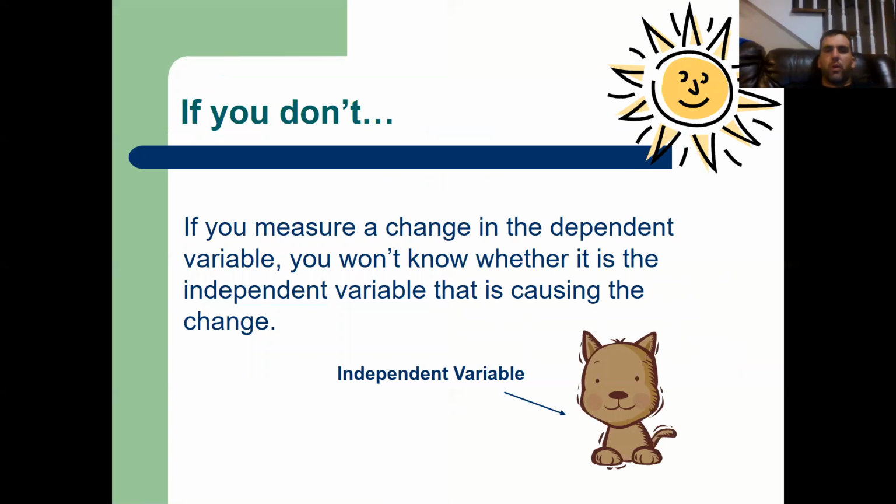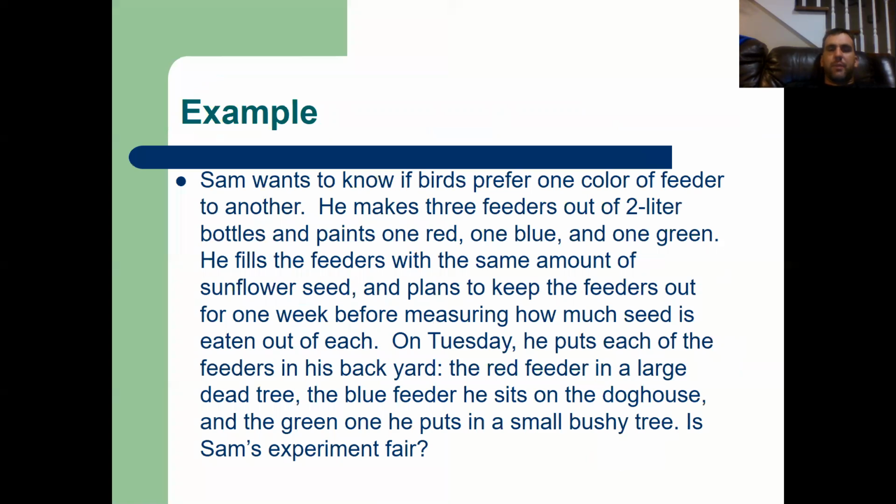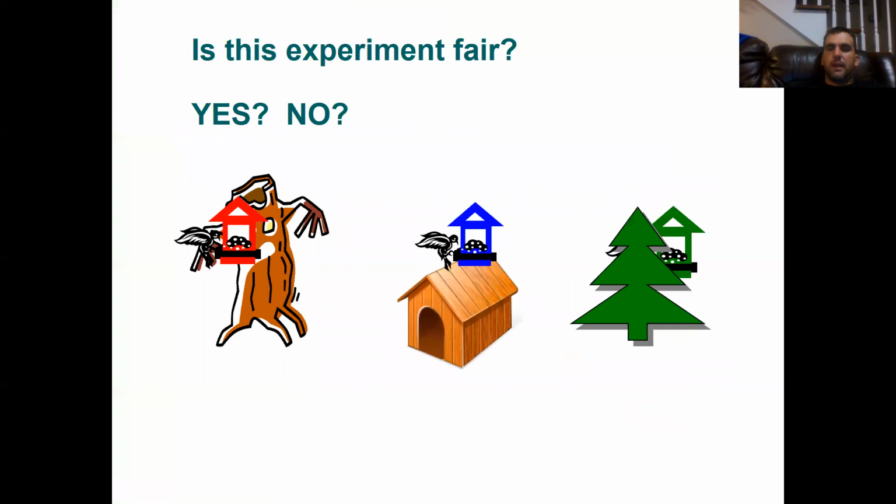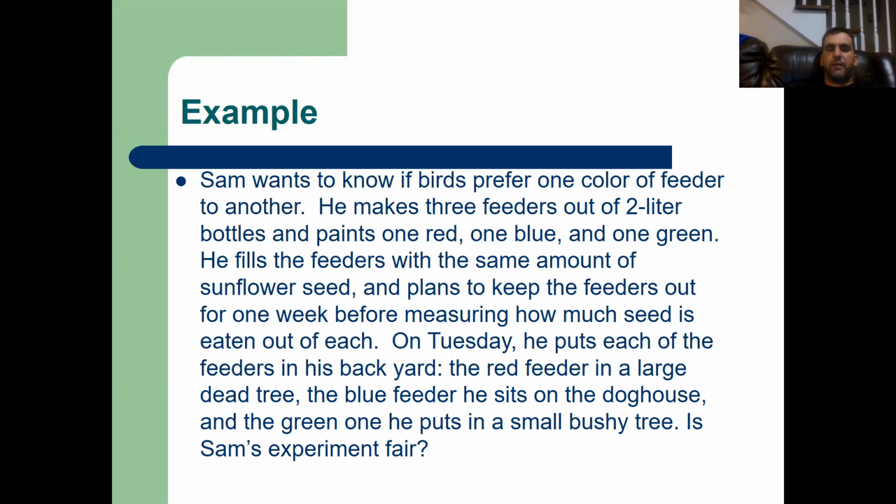Like I said, you won't know whether the independent variable is what's causing the change. Okay, an example here. Sam wants to know if birds prefer one color of feeder to another. He makes 3 feeders out of 2-liter bottles and paints 1 red, 1 blue, and 1 green. He fills the feeders with the same amount of sunflower seed and plans to keep the feeders out for 1 week before measuring how much seed is eaten out of each.